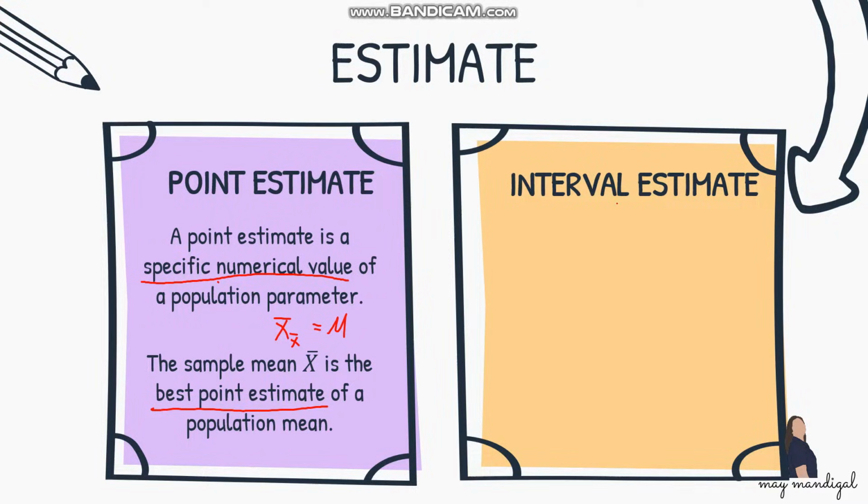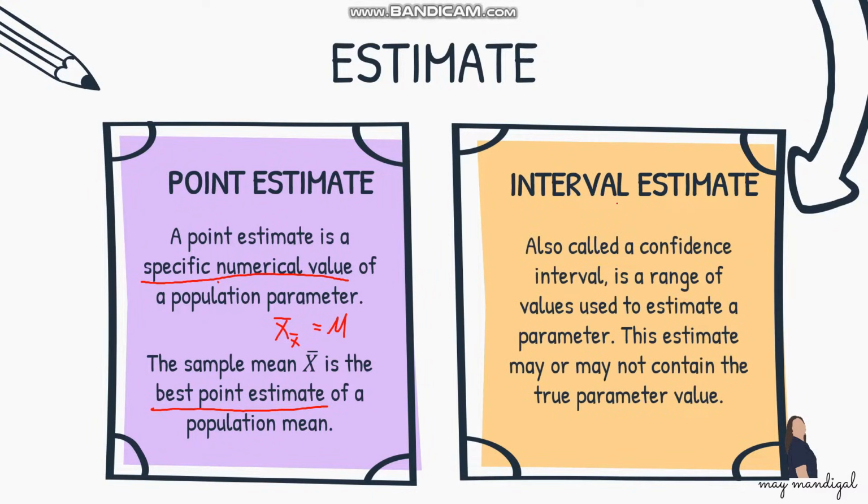On the other hand, the interval estimate is also called the confidence interval. Later you will encounter this term. It is a range of values used to estimate a parameter. So if the point estimate uses one value only, for the interval estimate we have this range of values. This estimate may or may not contain the true parameter value. In the interval estimate, we identify a range of values, and then we conclude that our mean lies between this range of values.